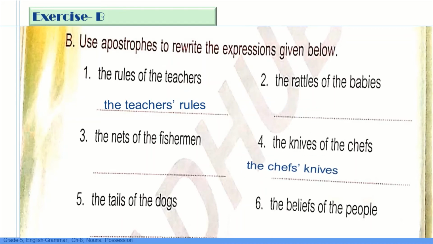Let's see another one. Fourth one: the knives of the chefs. I am talking about chefs, right? The knives of the chefs. So chefs is in plural form. So I will add an apostrophe after S in chefs, right? Very easy it is. Once you understand what is plural and what is singular, you then have to understand where to add only an apostrophe and where to add apostrophe and S. If it is plural, you add only an apostrophe. If it is singular, you add apostrophe and S. Let's move towards another example.